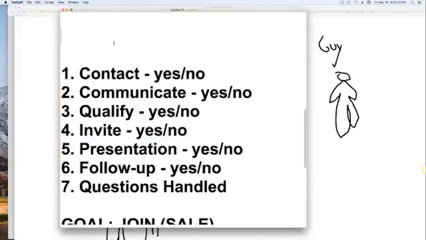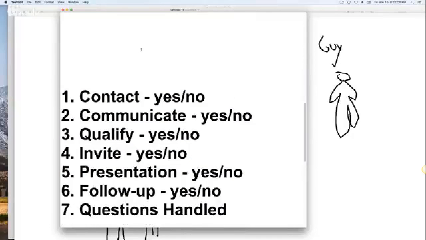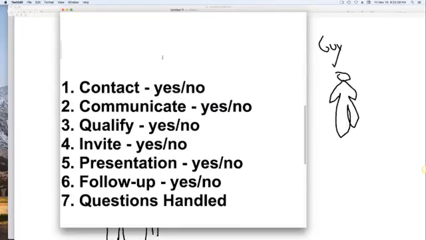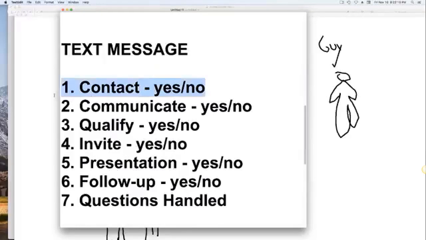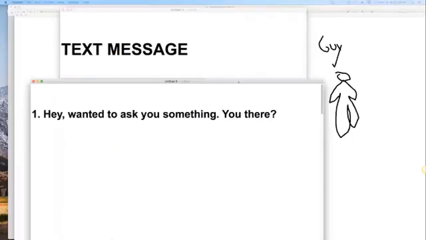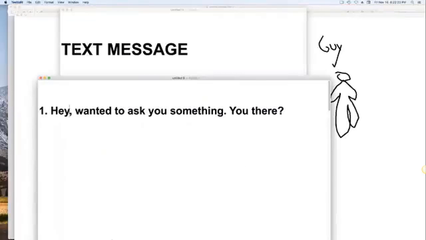So if we just forget all the technical stuff and we just look at contacting people, what's the easiest way to contact someone these days? You don't have to call them. You just send them a text message. What if we just wanted to send them a text message, just find out, are they willing to communicate? What if we just said, hey, what's his name? How about Tony? Hey, Tony, wanted to ask you something. You there?